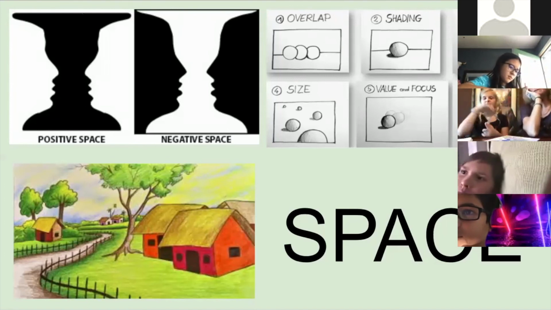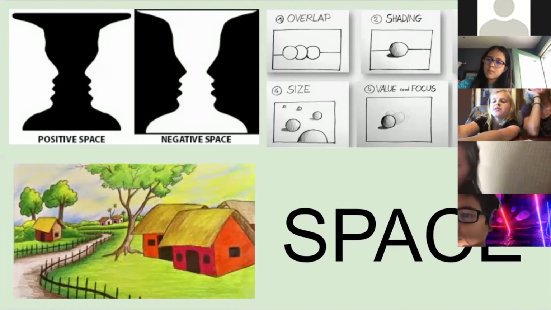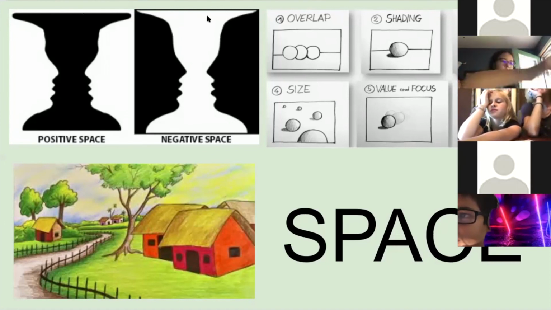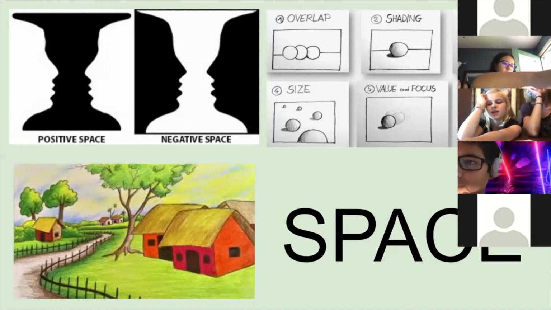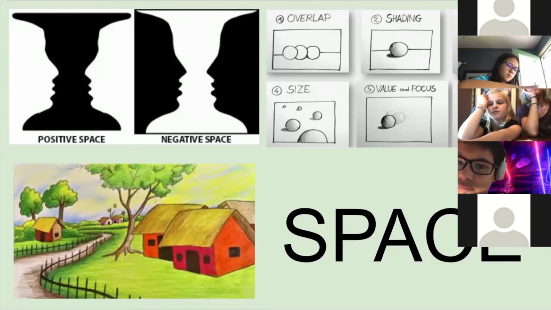Things can be close together. Things can be far apart. Things can be bigger. Things can be smaller. And on this bottom, I want you to pay attention to the trees. So this is kind of talking about that placement and that size.